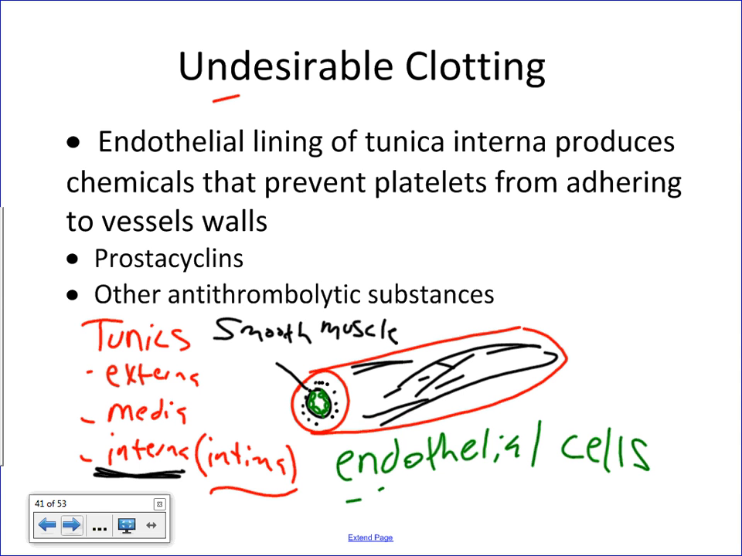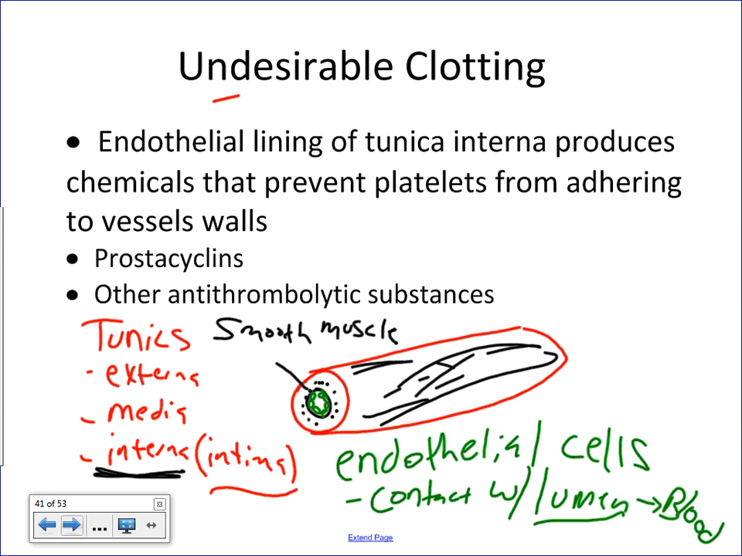So the endothelial cells are in contact with the lumen of the vessel. Remember, the word lumen means the hollow part of an organ. Blood vessels, your GI tract, your urethra, whatever organ you want to think of that's hollow, the actual hollow space inside that organ is called the lumen. So the endothelial cells are not only in contact with the lumen, they're in direct contact with blood.